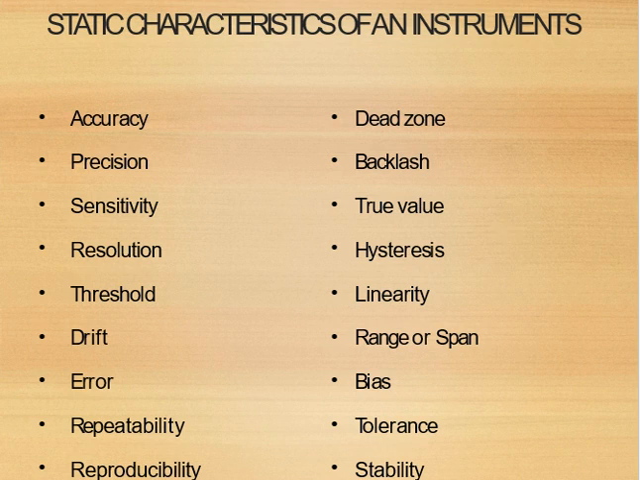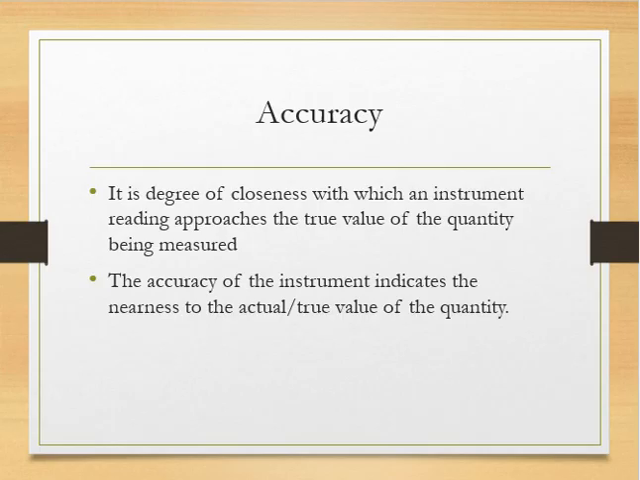We will start with the first and most important static characteristic of any instrument, that is accuracy, which is very important as far as the application or the instrument is concerned. That's why accuracy is our first choice while selecting any instrument for the measurement. So what is accuracy basically?